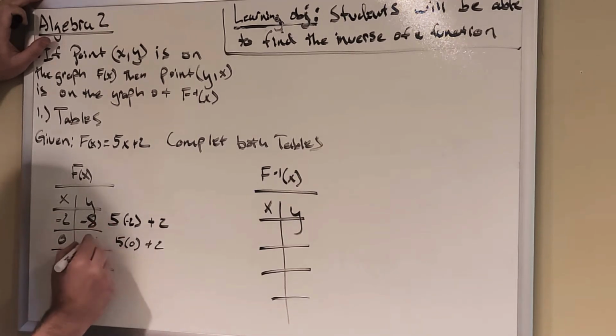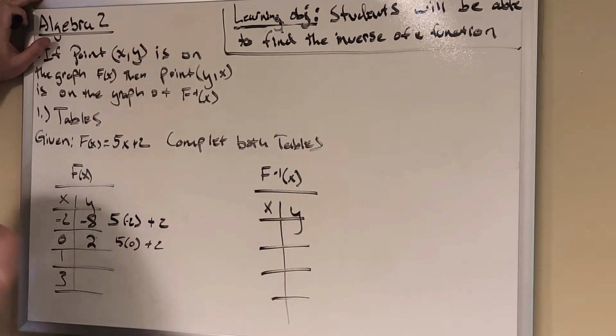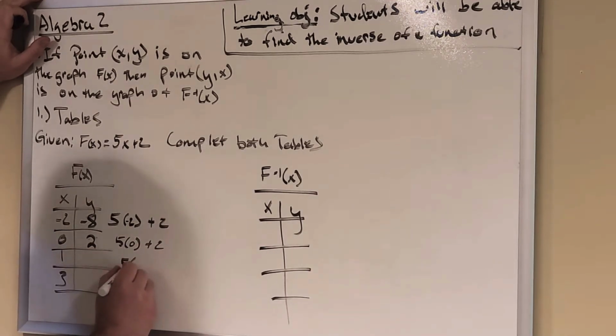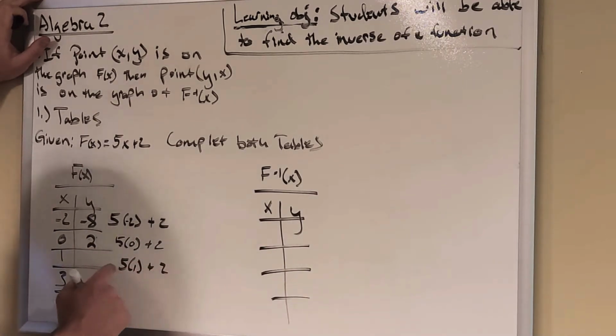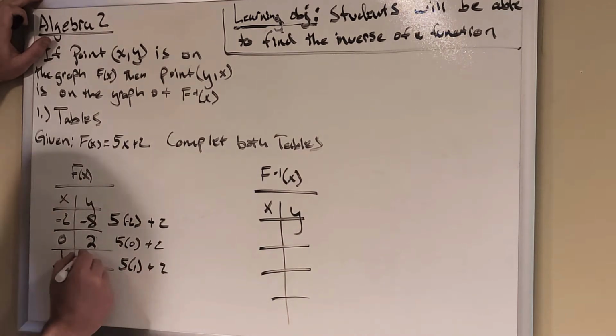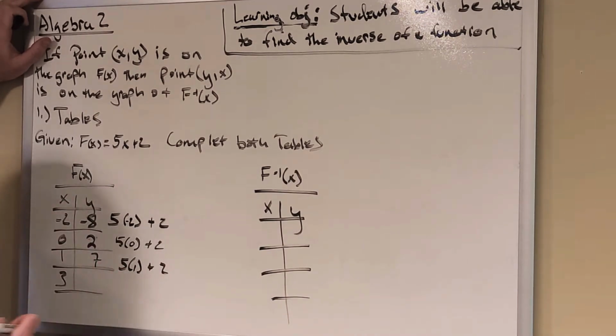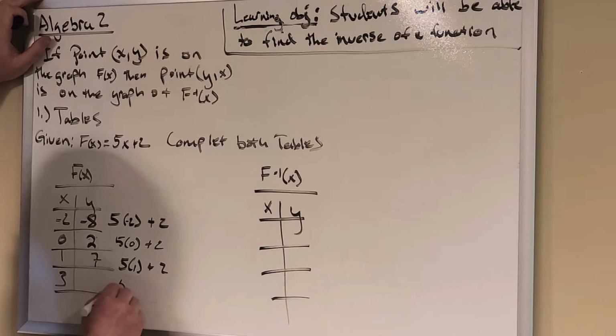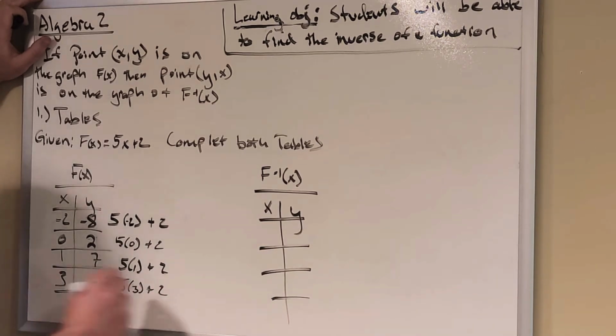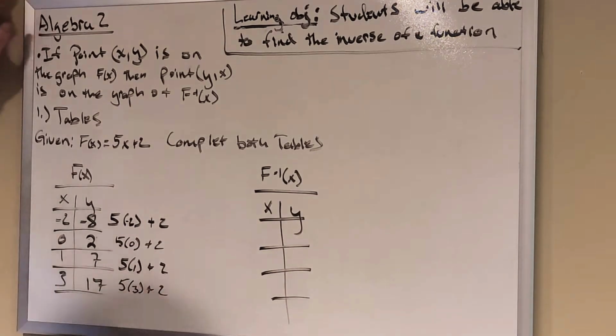And then we have 5 times 1 plus 2. 5 times 1 is 5. Plus 2 is 7. And then we have 5 times 3 plus 2. 5 times 3 is 15, plus 2 is 17. All right.